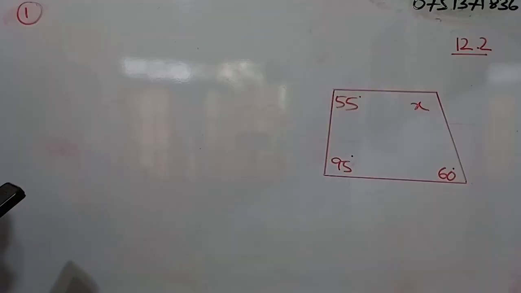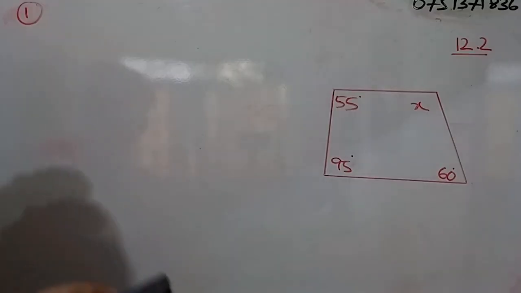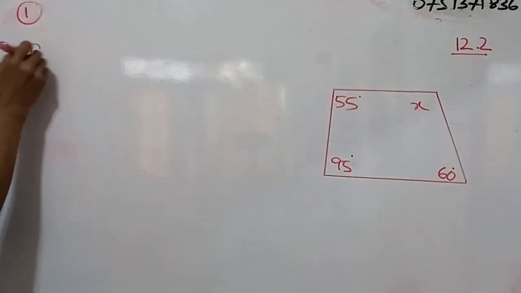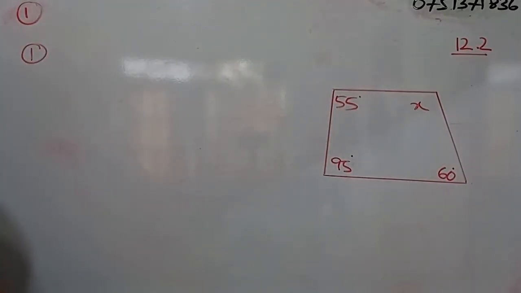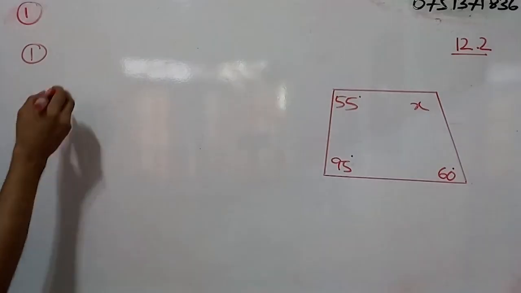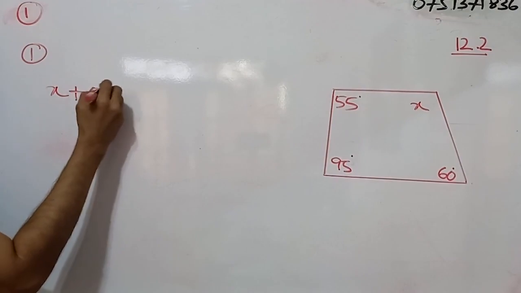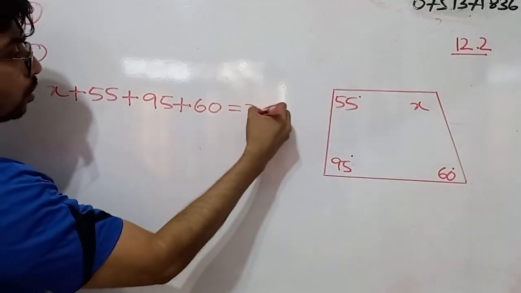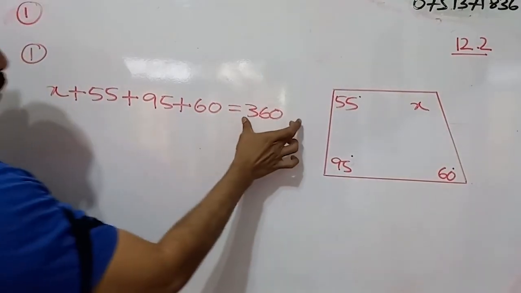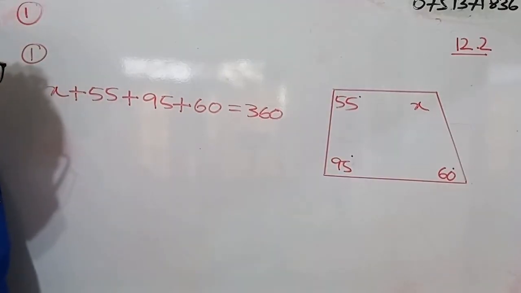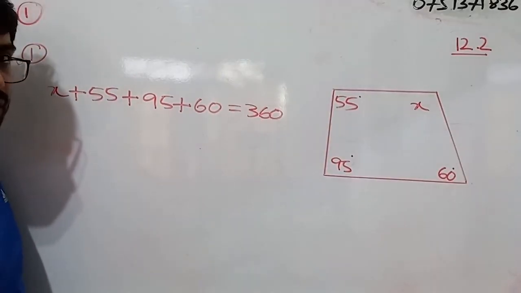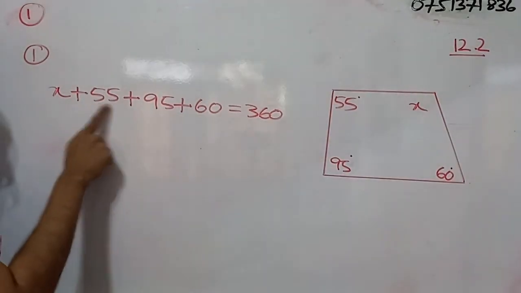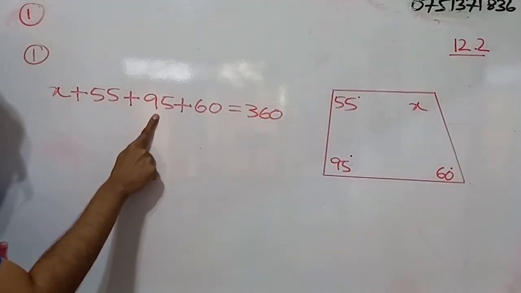Exercise 12.2. Find the value of x in each of the figures given below. So this is part 1. Here we have a quadrilateral. So we know the sum of internal angles of a quadrilateral is what? 360 degrees. So we can write x plus 55 plus 95 plus 60 is equal to 360. You have to write down the reason also: sum of internal angles of a quadrilateral. So we will add these together. 50 plus 90, that is 140.